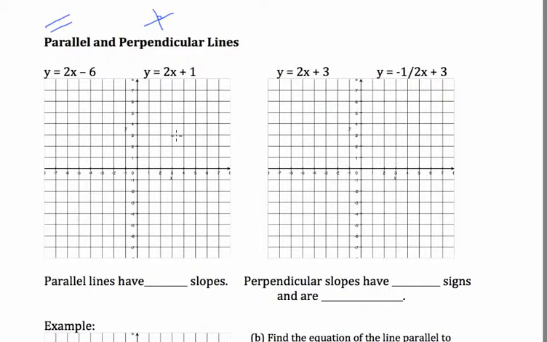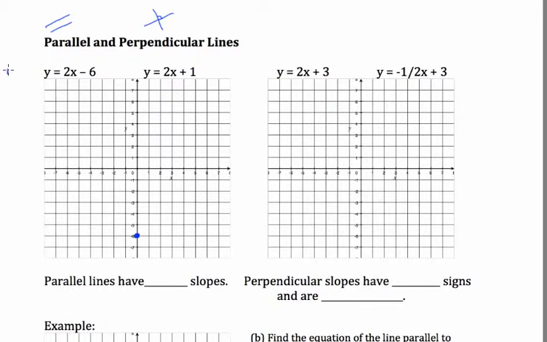First, let's graph a couple of parallel lines. Y equals 2x minus 6. The y-intercept is negative 6, so make a dot. And our slope is 2. So it's a positive number, so we'll be going uphill from left to right. And it's greater than 1, so it's going to be pretty steep.